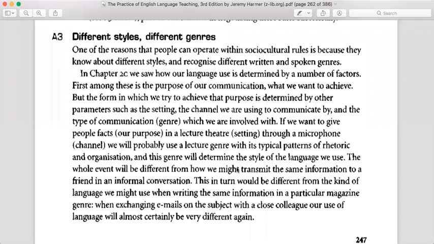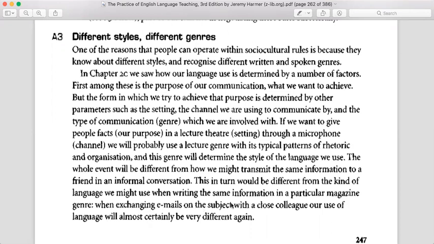But these are two different things, and this is a skill that you need to teach your students: the genres and the styles, the channel, and how it varies and changes according to the settings. Okay, so a different kind of language is used when writing the same information in a particular magazine genre, right? Writing in a magazine is a genre.